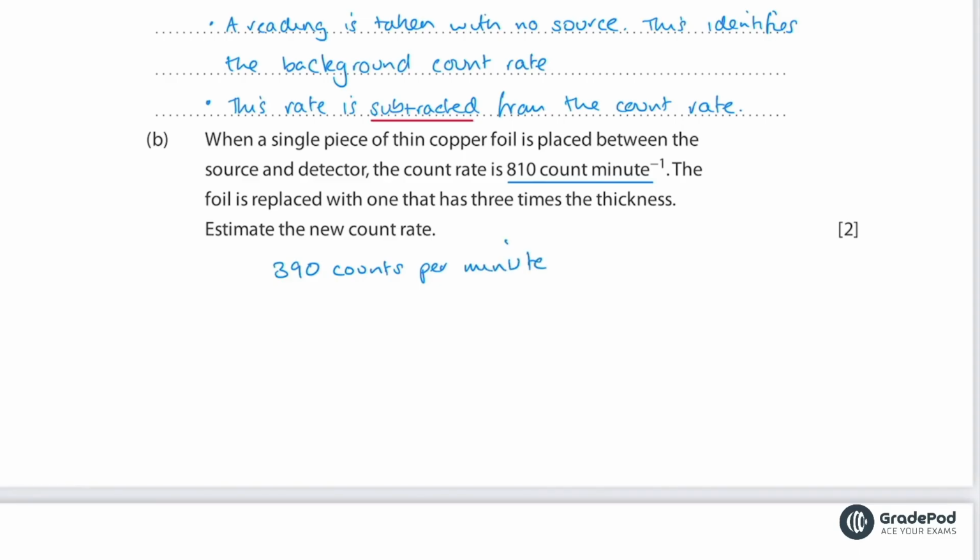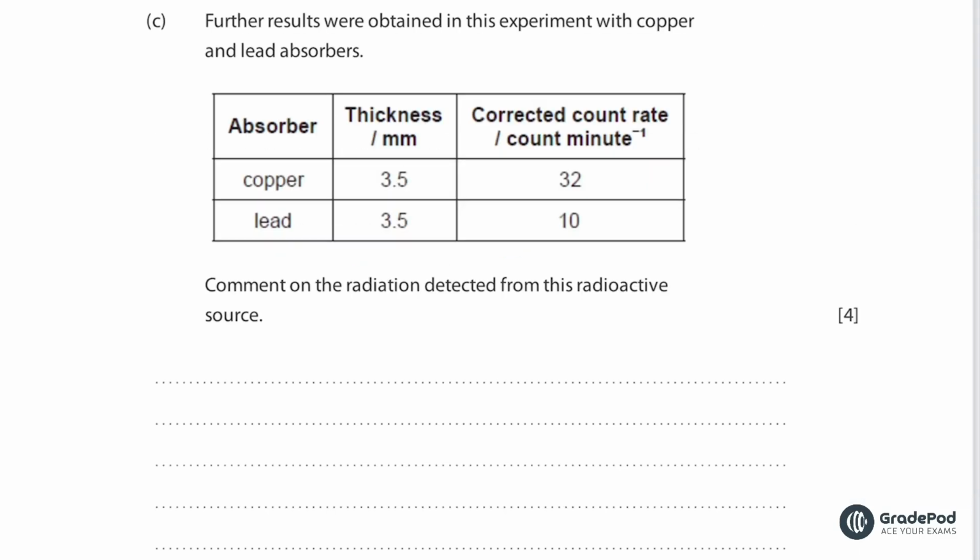minute. C. Further results were obtained in this experiment with copper and lead absorbers. We've got a copper absorber at 3.5 millimeters thickness, and we have a corrected count rate, and then lead at the same thickness, which is less of a count rate. Comment on the radiation detected from this source. We know that alpha is definitely not going to get through copper or lead, and in fact, it's unlikely to even reach the absorber. So our first point is the radiation is not alpha.